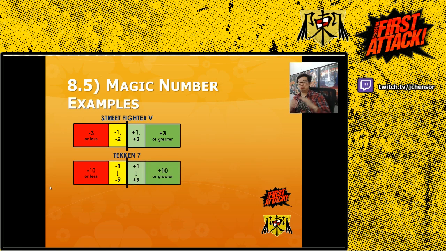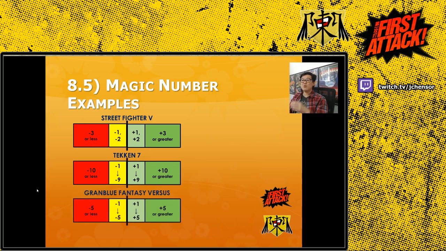Tekken 7, different numbers now. Now you have to be 10 or greater to be a large advantage. If you're anywhere between +1 to +9, you have a slight advantage. If you're anywhere between -1 and -9, now you have a slight disadvantage. And if you're -10 or less now, you are punishable. So this is Tekken's numbers here.